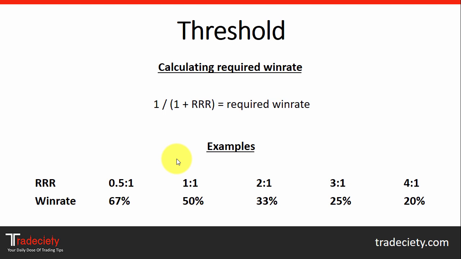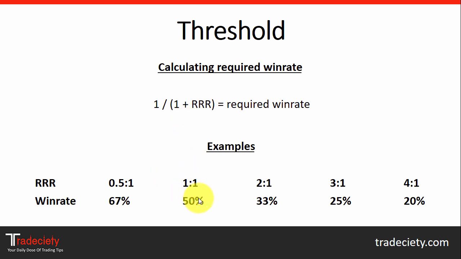So let's start with the threshold. Once you have your reward to risk ratio, you can calculate the required win rate you need for that trade. Although this looks complicated now in this formula, it will become very easy, and we will just set in the numbers and then you will see what this is all about.